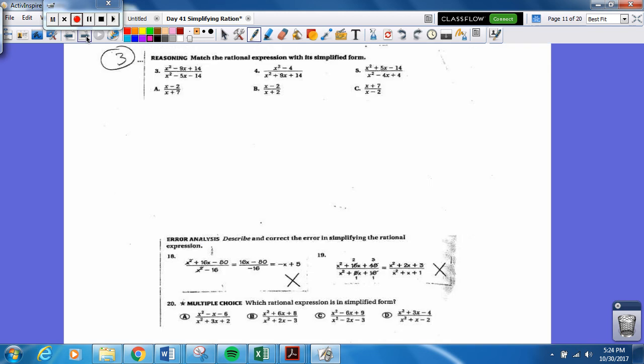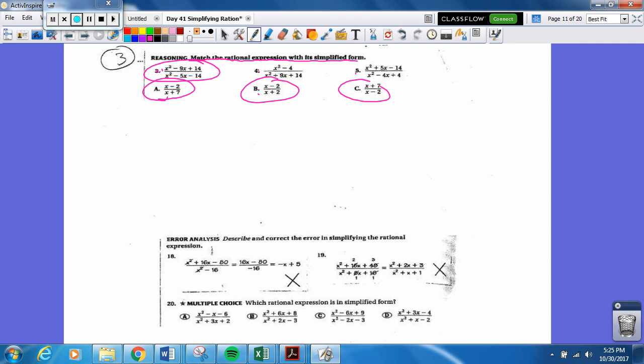So now we do some matching. Check it out. You see 3, 4, and 5. Here are the answers, A, B, and C. We're going to figure out what each matches with. So number 3, write this one in your notebook. Does it match with A, B, or C when you fully simplify it like we did on the last two? Try on your own. Ready, set, pause the video.